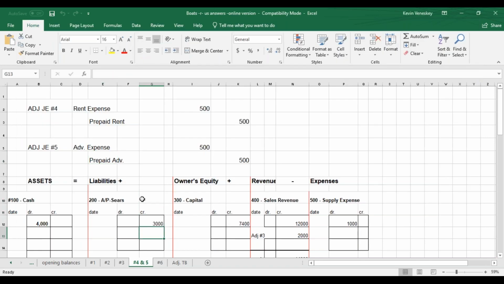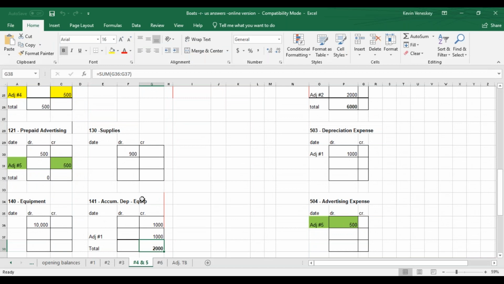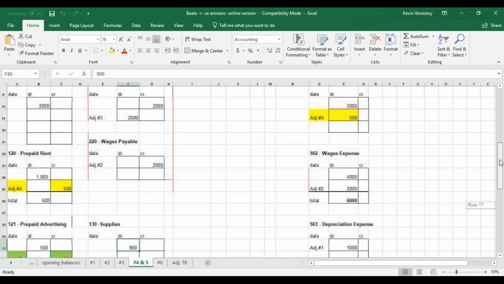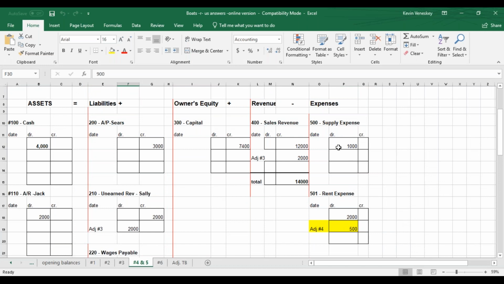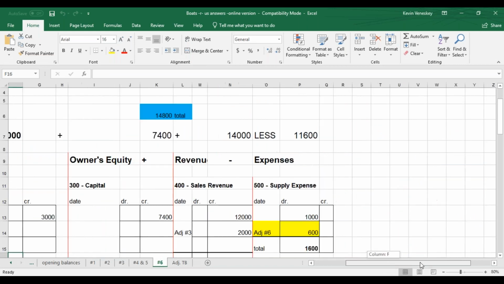All right, before we get to that adjusting entry, let's look at what my supplies were before we went and counted. When we originally bought them, we had $900 of supplies. It tells us now we only have $300. So that means we got the benefit of $600 of supplies. I already have a supply expense, so I'm just going to be adding on to this $1,000. I'm going to be adding on another $600.